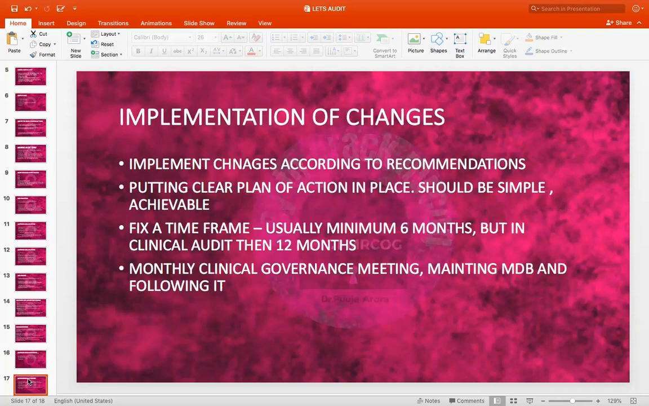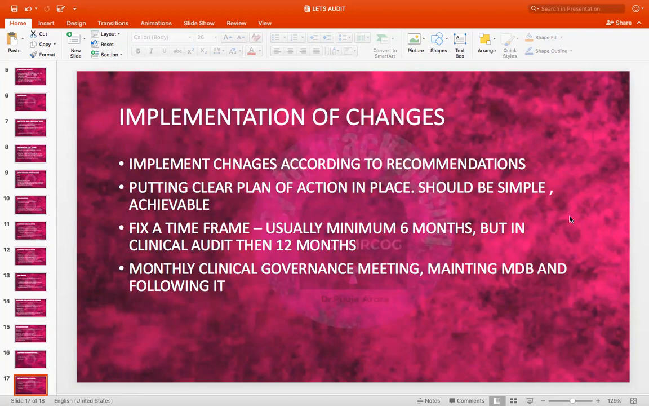Then implementation of changes. Obviously, now recommendations have been made. You have been provided with the recommendations. But what if you are not implementing the changes? What if, even after 7 days, I'm frying my curry in 2 minutes and I'm not putting salt? Again, back to zero. So implementation of changes is very important.